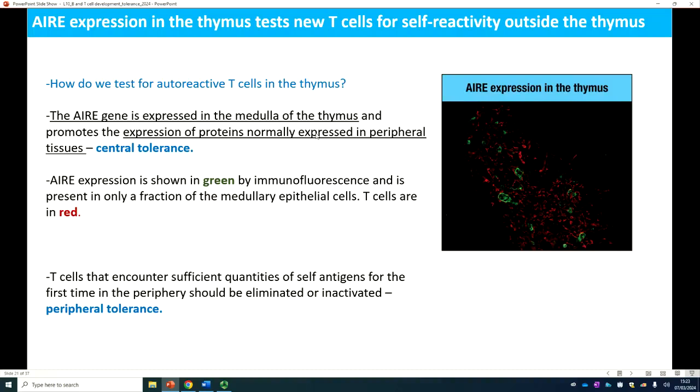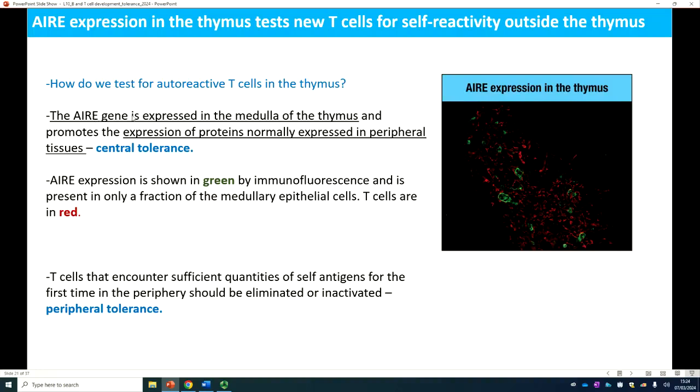So that's all occurring within the thymus, but essentially within the thymus we need to test that T-cell receptor to determine whether it can bind to self-antigen in proteins that are perhaps normally expressed outside in the periphery. So how do we actually test for autoreactive T cells in the thymus when they're within that microenvironment? This is where the gene that's known as AIRE is particularly useful.